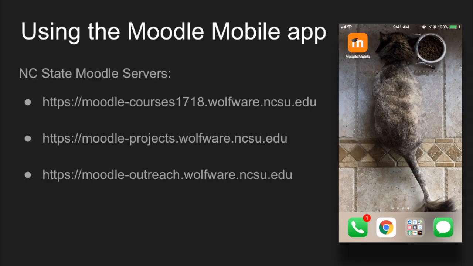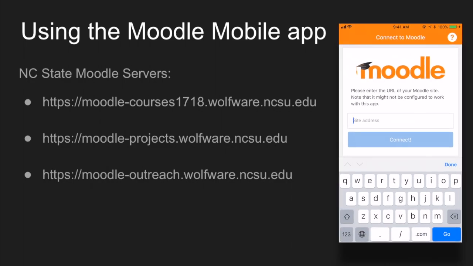When you first open the app, it will ask you to enter the URL of your Moodle server, such as one of those listed in the description below. NC State uses several Moodle servers, so you need to make sure you're connecting to the correct one. I'm going to connect to the project server because I have a sample course there, but if you're connecting to actual NC State courses, you'll use the address for the courses server instead. Be aware that the courses server address includes the academic year as part of the URL.